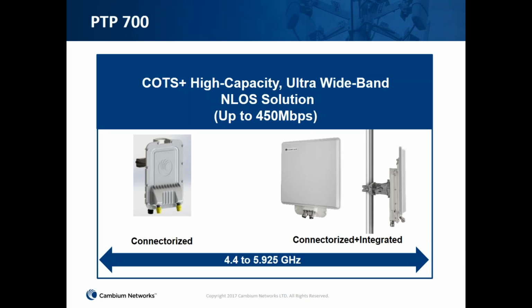This is rehearsal. So on the 700, this is really a product that's tailored to the national defense and government applications. You can see here it's available in connectorized and connectorized plus integrated. You'll see that model that has both the integrated panel as well as the N-type connector, so I can attach to a dish. And through a software configuration, I can switch back and forth between the panel and the N-type connectors. And the other big difference here is it covers 4.4 gigahertz up to 5.925 gigahertz.